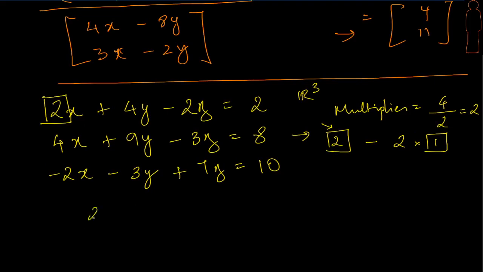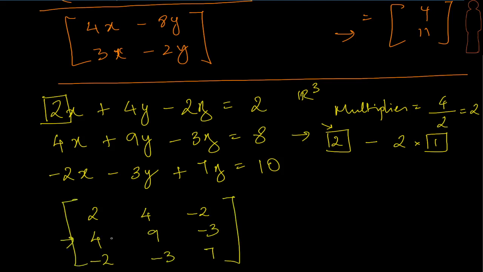So let me pick up the coefficients: 2, 4, minus 2, 4, 9, minus 3, minus 2, minus 3, and 7. So remember that we are trying to work with the second equation, and how do we get the multiplier for the first? So now I think I can start talking about rows. Since we are working on rows, we can now call them row operations. What we are going to do here is, let me write this down.